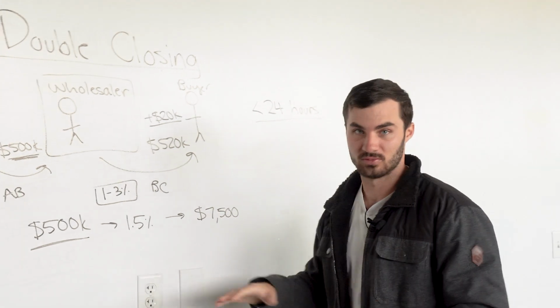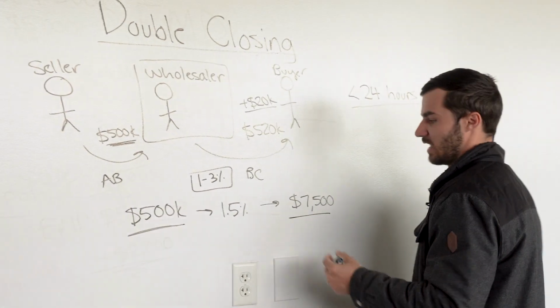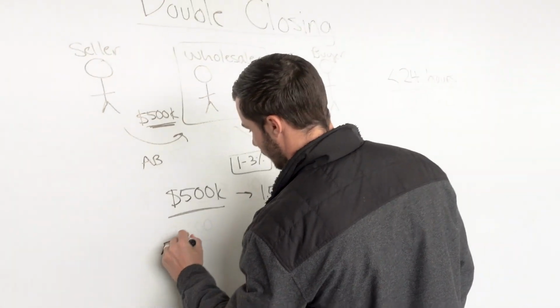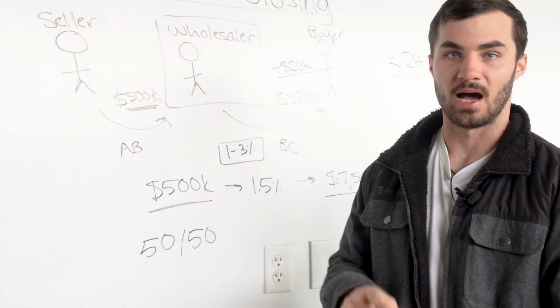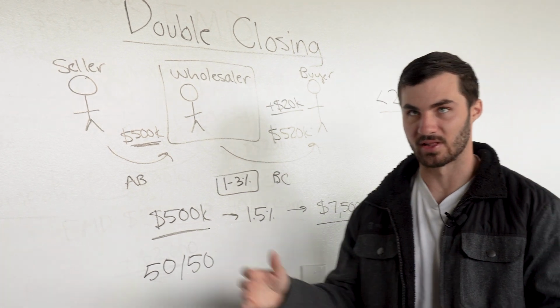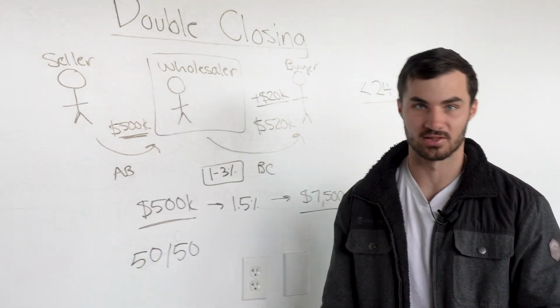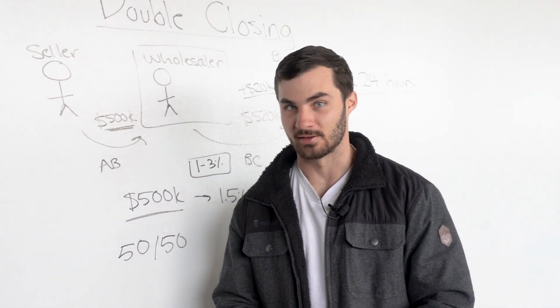And then what I do, you don't have to do this, but I'll just let you guys know how I do it, is I take this and I split it 50-50. So I say, hey, if you bring the money, I brought the deal, we'll split the profits 50-50. So both of you make whatever that is, $3,750, right? For less than 24 hours of work. Sound pretty good? Yeah, it's pretty cool.